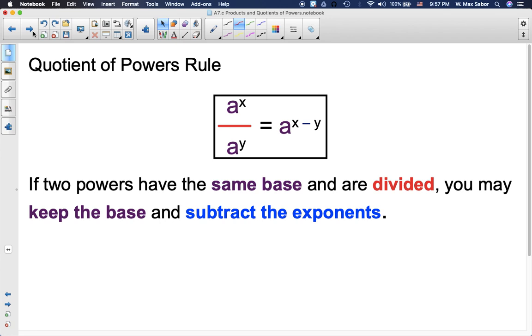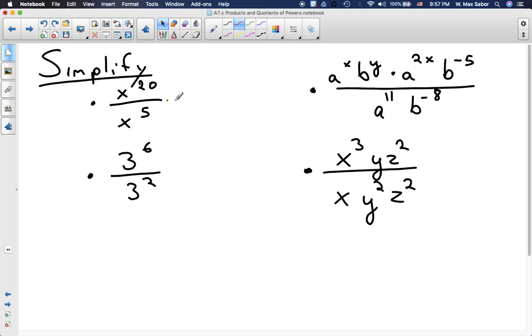So the quotient of powers rule says if they have the same base and are divided, then you'll keep the base the same and subtract the exponents. So multiplying turns into addition, division turns into subtraction. So here, we're subtracting the exponents because they have the same base. Here, we leave the base the same, so it should still be 3. Don't do 3 divided by 3 and get 1. 6 minus 2 is 4.